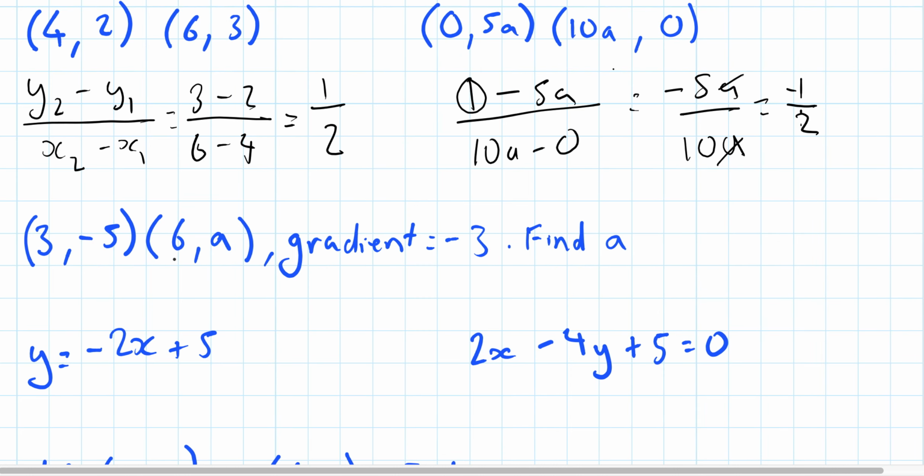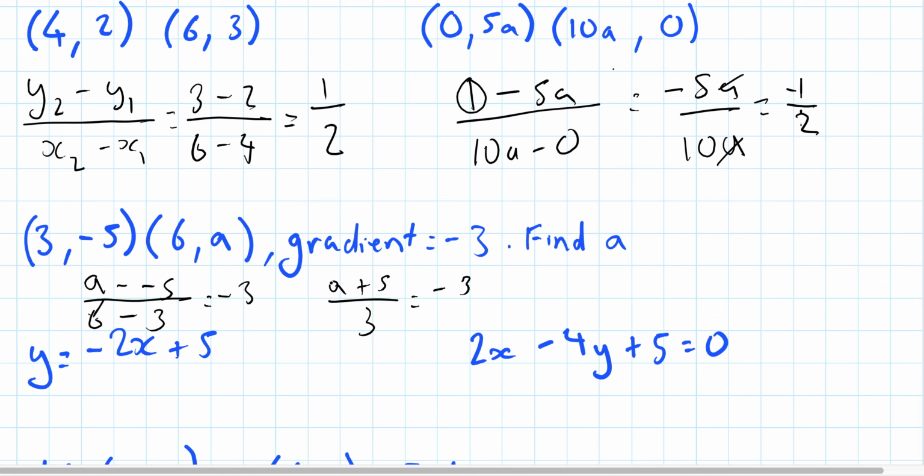Okay, so here we've been given the gradient, minus 3, and that's the coordinate to find out what a is, the missing thing. So again, that's my y2, so I'm going to do a minus 5 over 6 minus 3 equals minus 3. So just going to make it easier: a plus 5 over 6 minus 3, which is 3, equals minus 3.